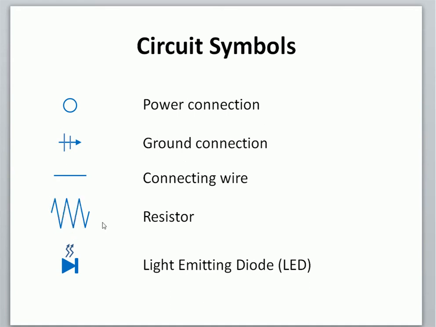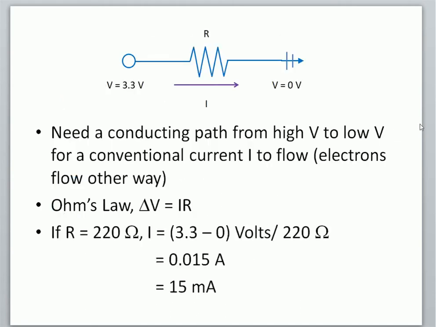A crooked line like this is the symbol for a resistor. A resistor is a conducting wire, but it's not a good conductor. It has resistance. It has far more resistance than an equivalent amount of straight wire. And this symbol, the little symbol that we have here, is a light emitting diode, usually abbreviated LED. So when we build circuits, we're going to build them using these symbols.